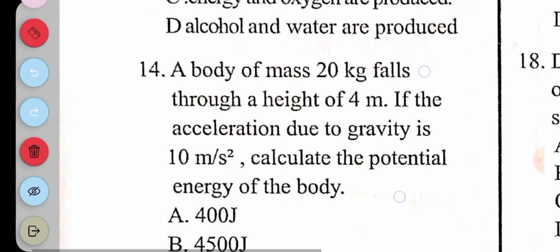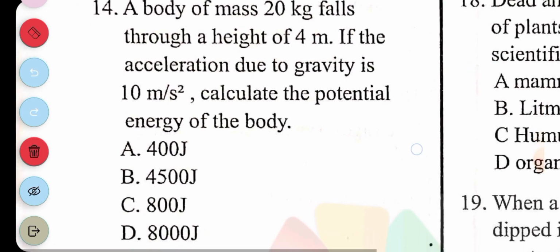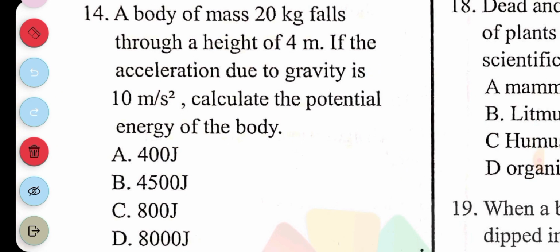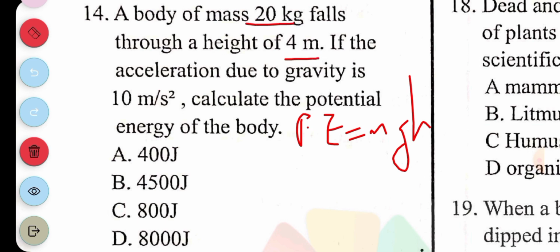Question 14. So it has to do with some form of calculation. A body of mass 20 kilogram falls through a height of 4 meters. If the acceleration due to gravity is 10 meters per second squared, calculate the potential energy of the body. To solve this, you first need to know the formula for potential energy, which is mass multiplied by acceleration due to gravity multiplied by height.